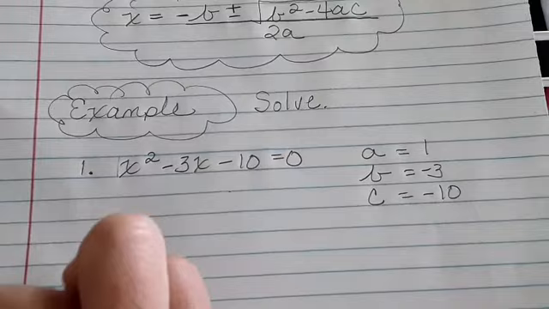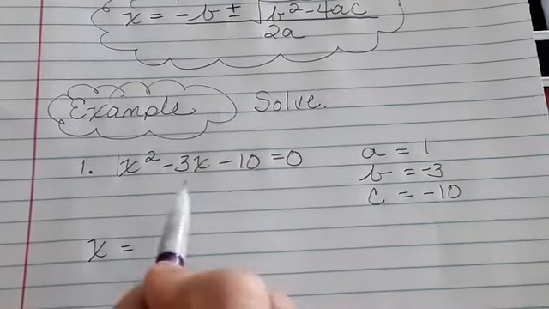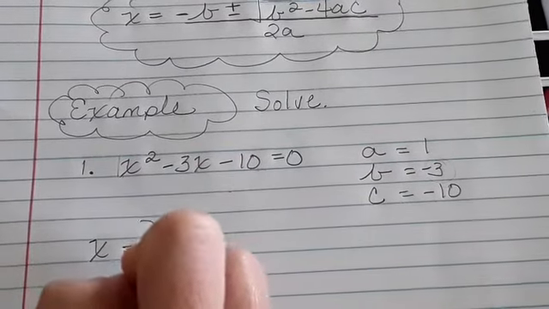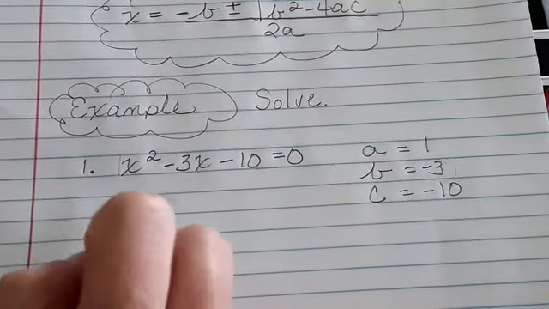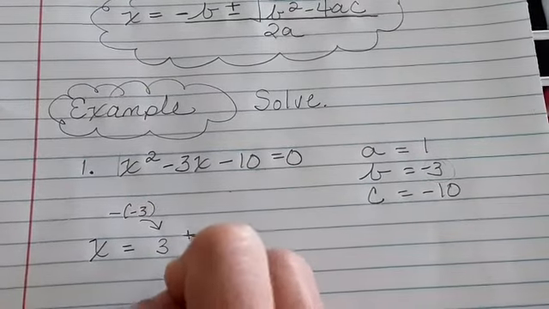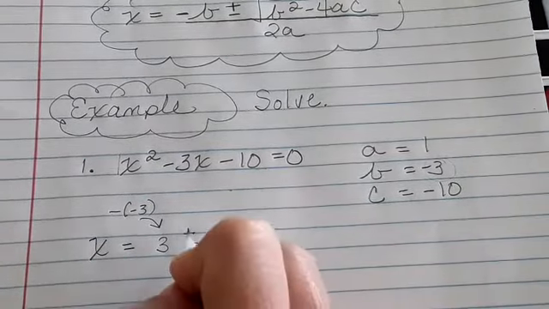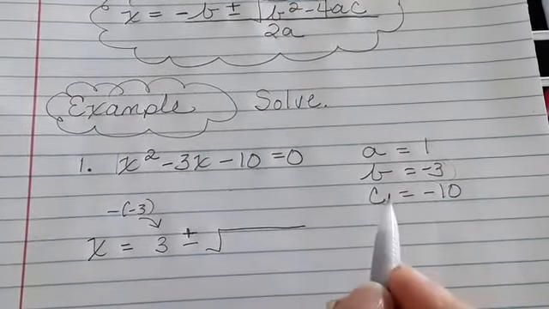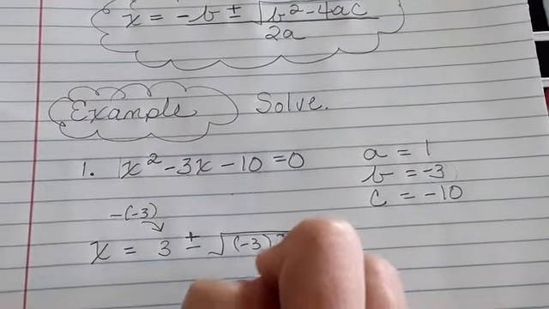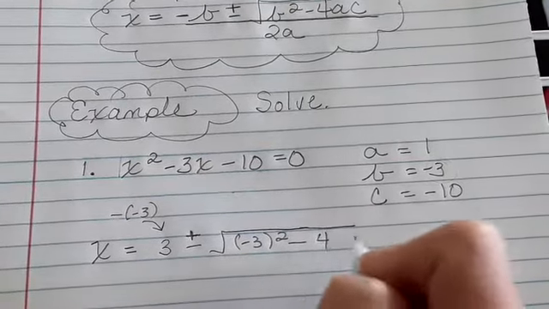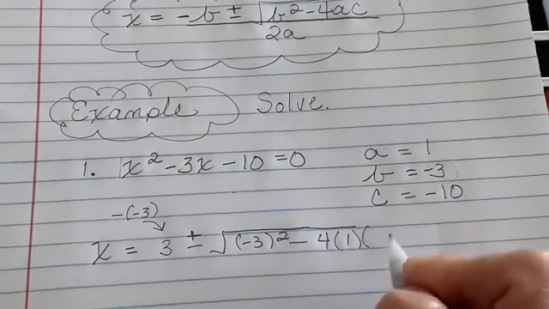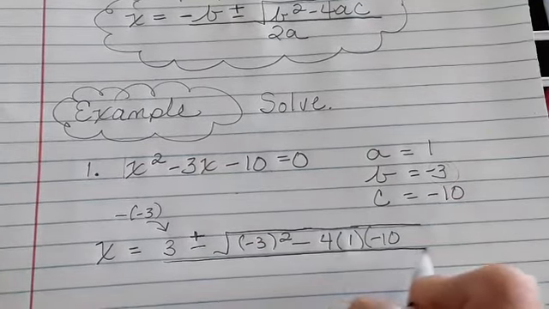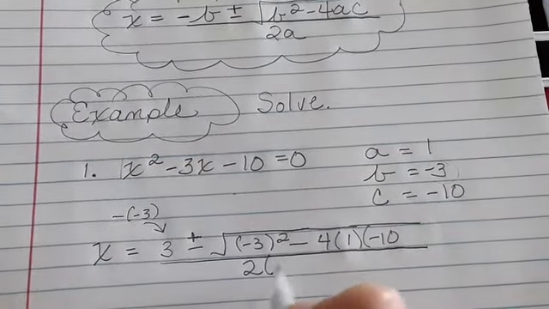So to find your x value, take the opposite of your b. So if your b is a -3, you're going to do a +3. What we did is we took the opposite of a -3. And then don't forget you have a plus or a minus. So you have two options here. You need to use both. b squared, take your -3 and square it, minus 4 times your a times your c, all over 2 times a, in this case would be 2 times 1.